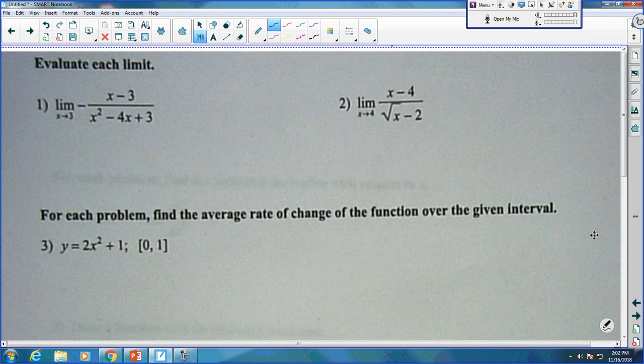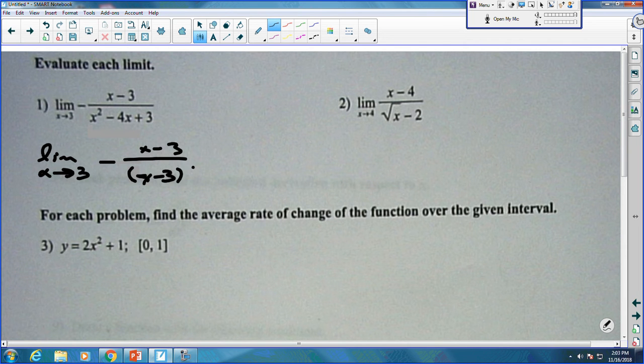First thing you should do with this limit as x approaches 3: plug 3 in here. Did you guys check that 9 minus 12 plus 3 was 0? Okay, good. Then it's factoring. Then it is factoring. All right. And I get x minus 3, and it's x minus 3.